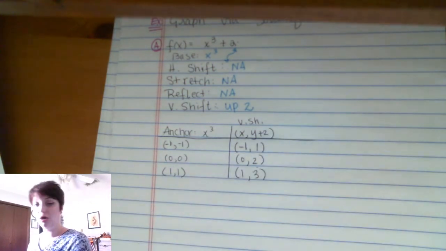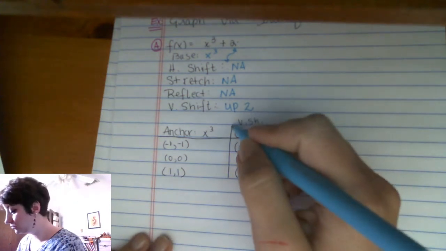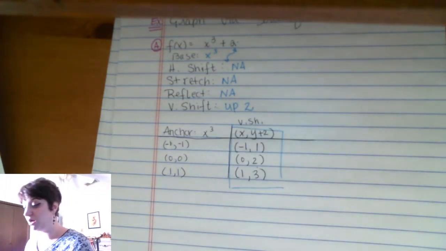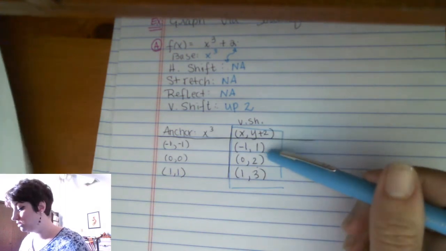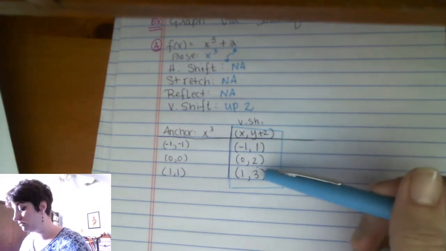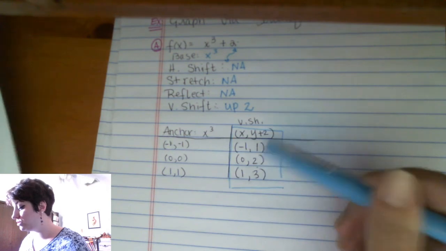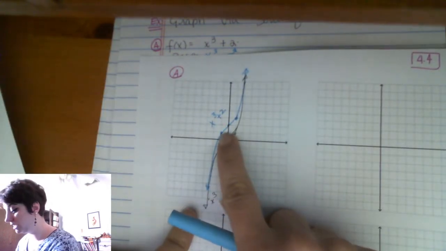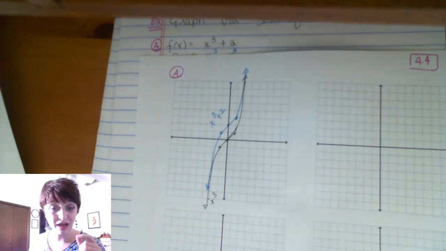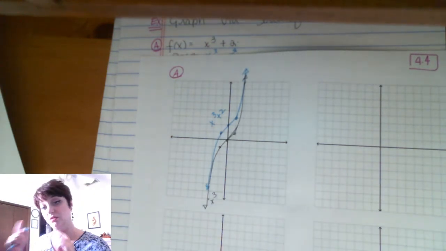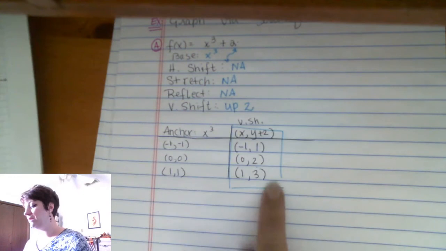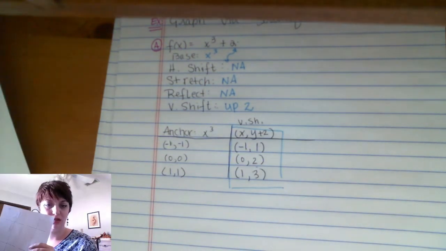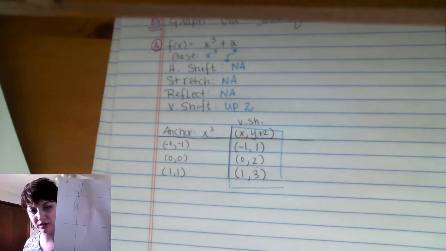So this column would be the points that you plot. So 1, 3, 0, 2, I read them in backwards order. 1, 3, 0, 2, -1, 1. So it's the same thing I got when I did it graphically. So I would maybe call this the algebraic way, and this one would be the graphical way.